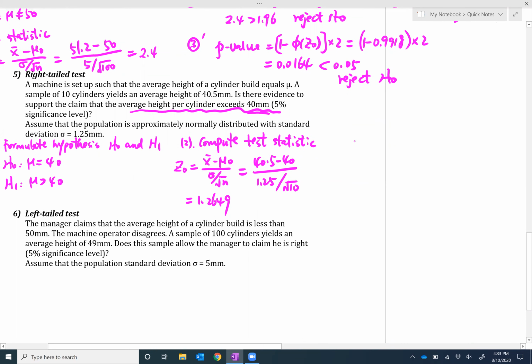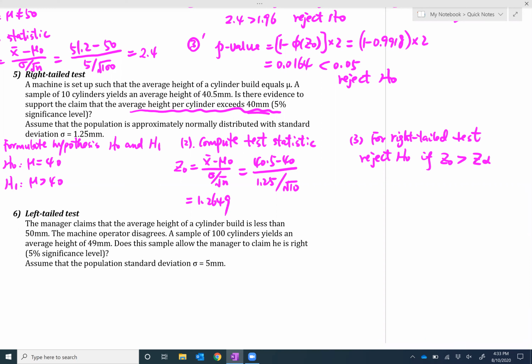Because this is for the right-tailed test, we are going to reject H naught if Z0 is greater than Z alpha. You see, now it's Z alpha, because if we have a 5% significance level, we only test against one side. We don't split alpha into two sides anymore. So Z alpha with alpha equals 0.05 equals 1.65.